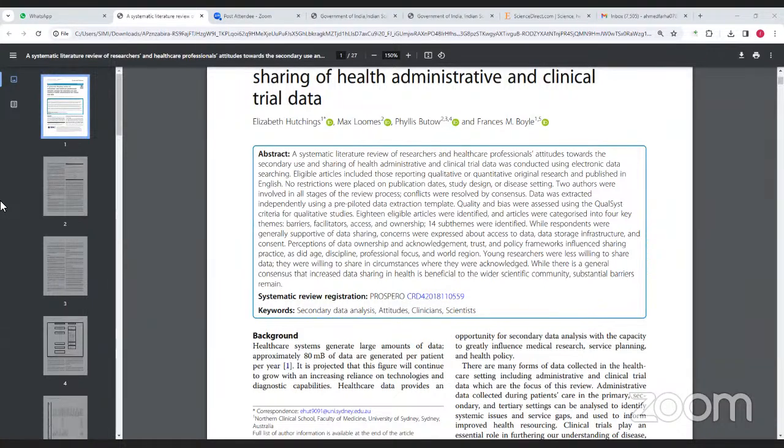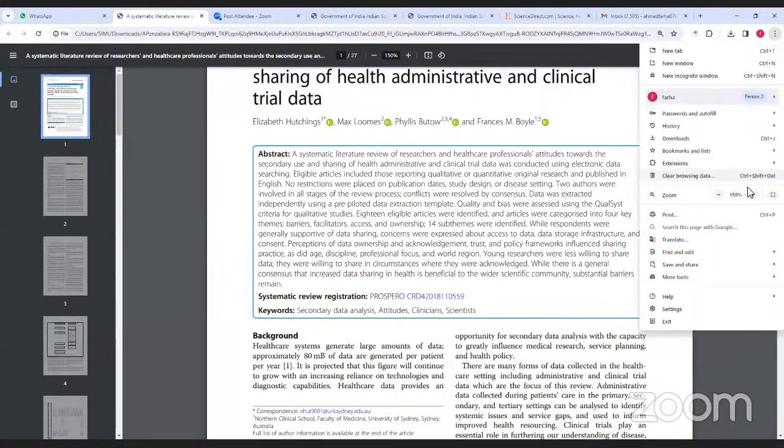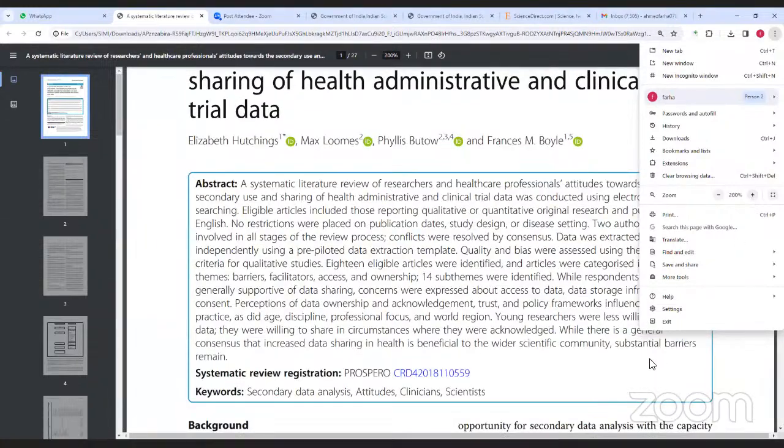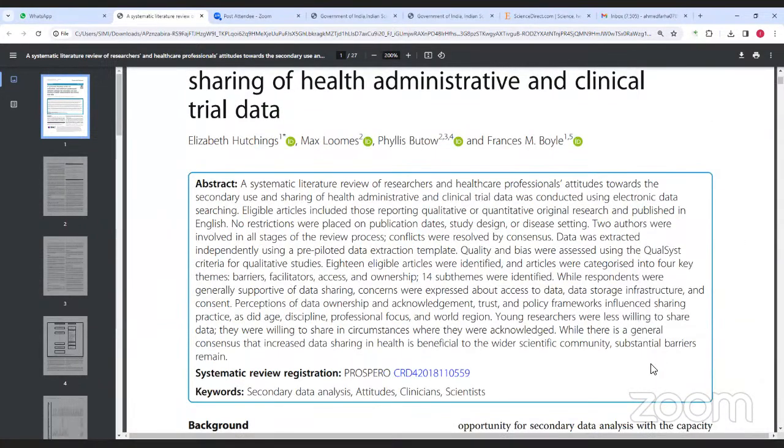Increase the size, Farah. Please increase the size. It is 150. You make it 200. Yes, sir.